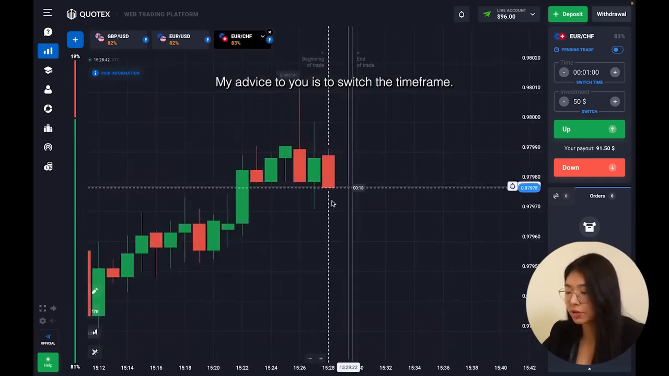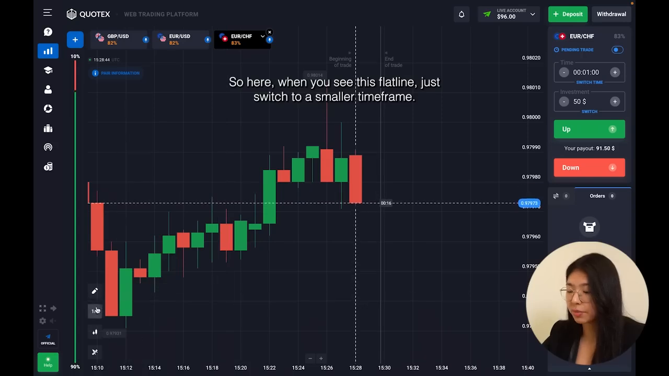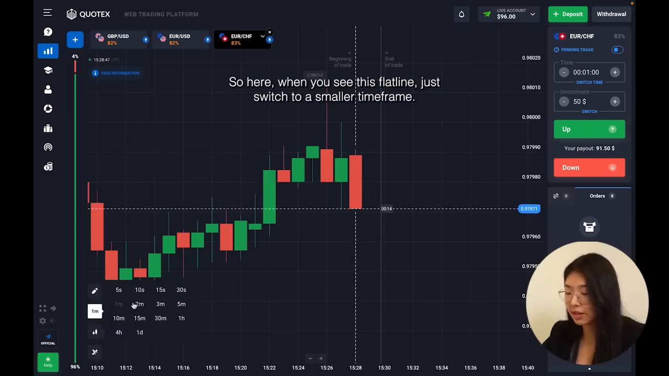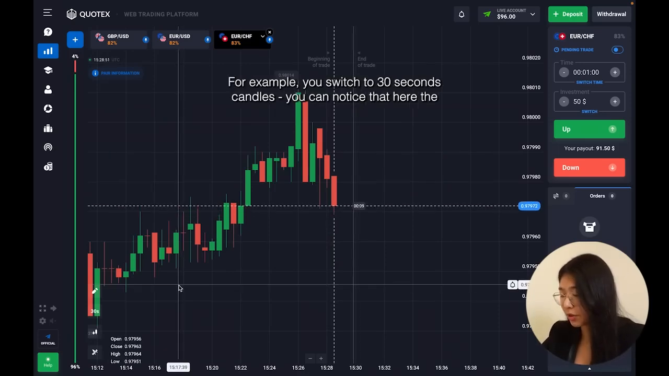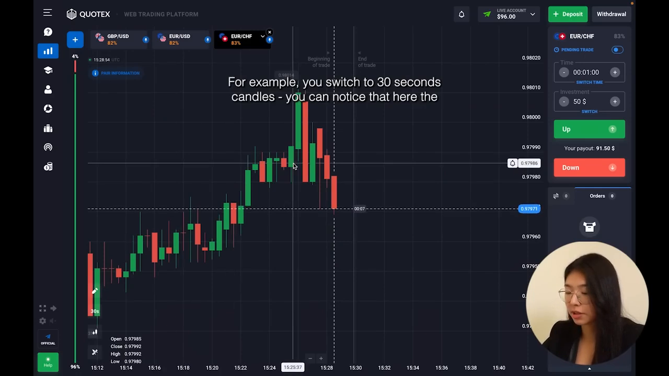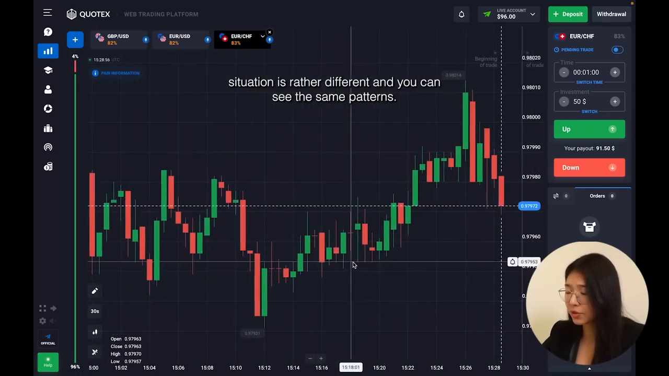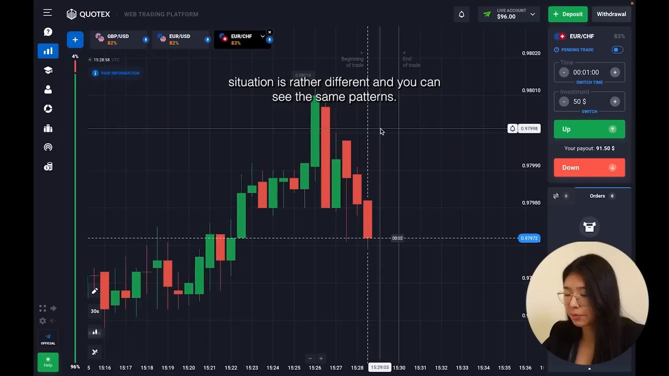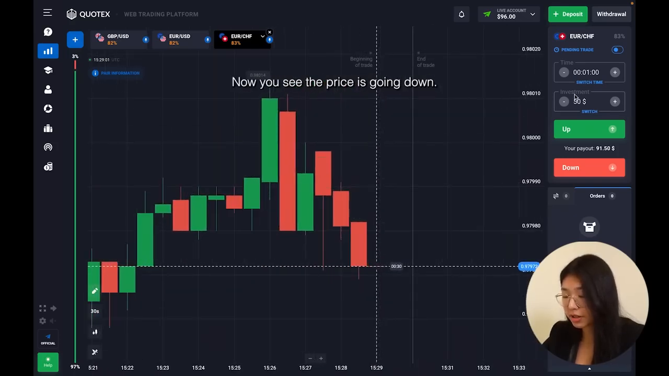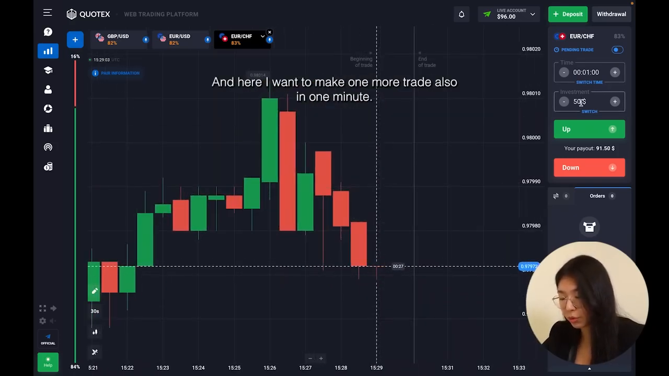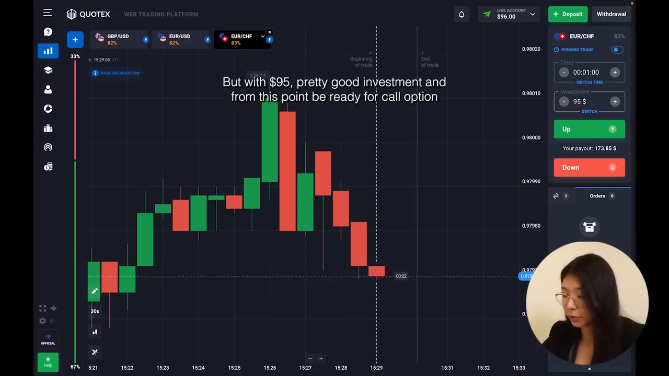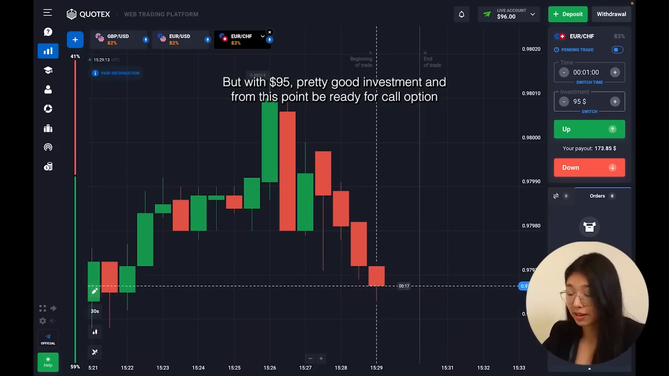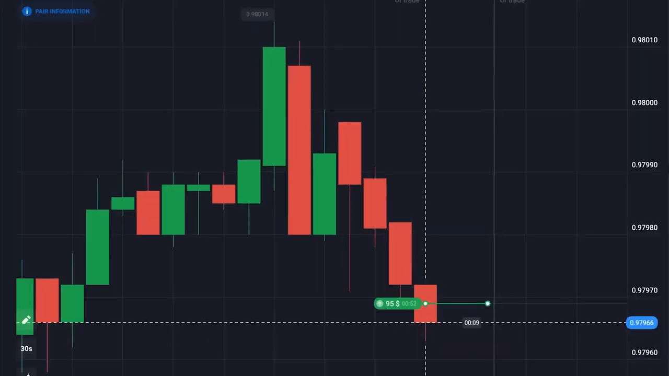My advice to you is to switch the time frame. When you see this flat line, just switch to a smaller time frame. For example, you switch to 30 seconds candles, you can notice that the situation is rather different, and you can see the same patterns. Now you see the price is going down, and here I want to make one more trade, also in 1 minute, but with $85, a very good investment I think, and from this point be ready for call option right now.